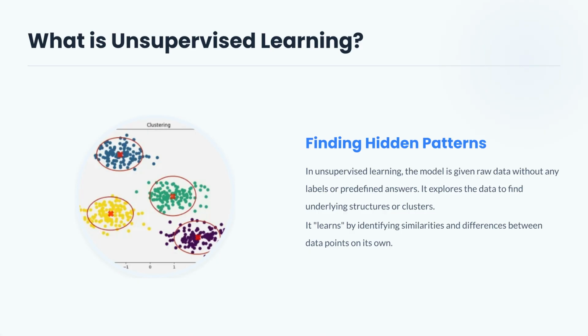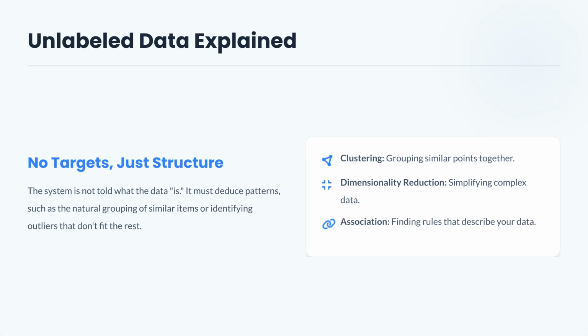Now, let's look at unsupervised learning. This is about finding hidden patterns in unlabeled raw data. The model explores the data independently to find underlying structures or clusters, identifying similarities and differences on its own. In unsupervised learning, there are no target labels.